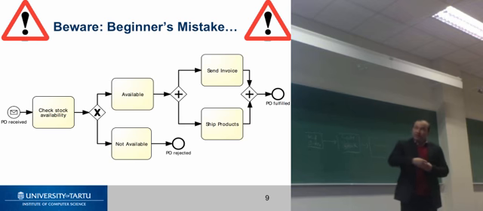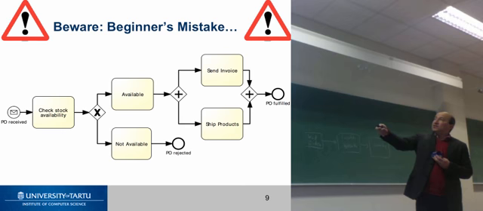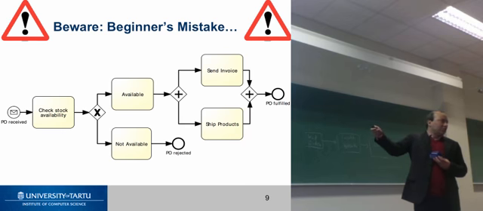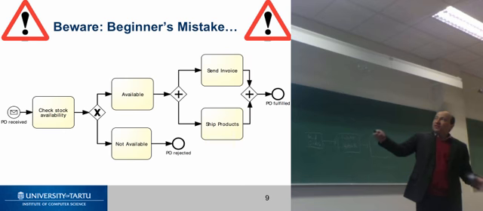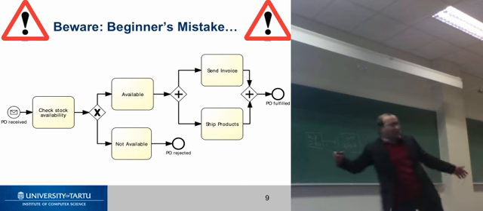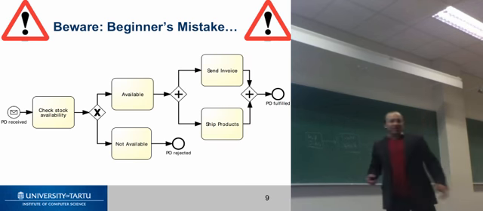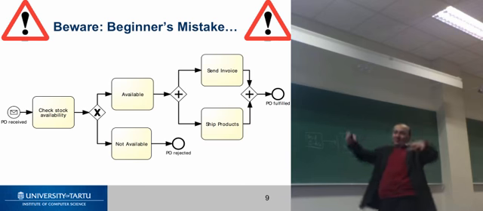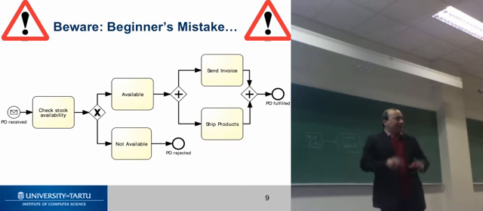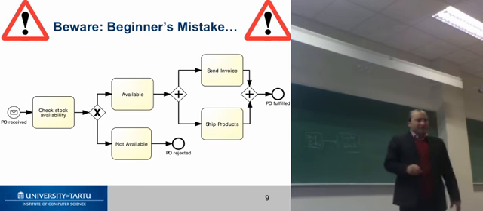An AND split here means that these two activities can be done in any order or in parallel. They can overlap, whatever you want. You can send the invoice and ship the product, send the invoice. You can send the invoice with one hand and ship the products with the other hand. That's allowed, right? Send the invoice with one foot and send the products with the hands. Everything is allowed there, right?